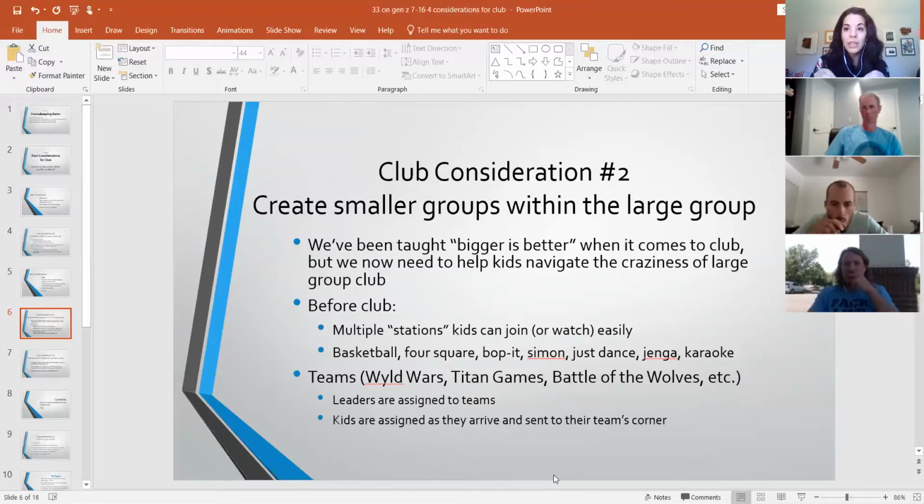And so creating non-anxiety-ridden ways for them to engage in smaller groups helps navigate the bigger group. Here's what I mean. Before club, there could be multiple stations that kids can walk up to and join. It might be some guys playing basketball. We could have Foursquare, a Bop It going around.